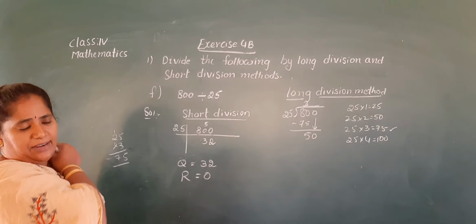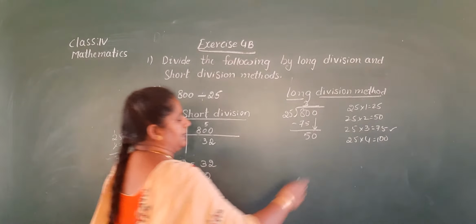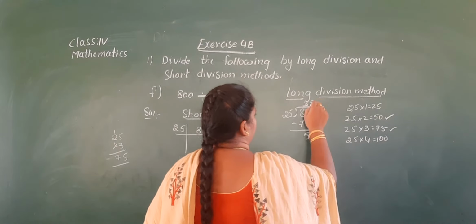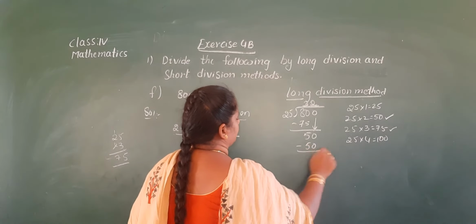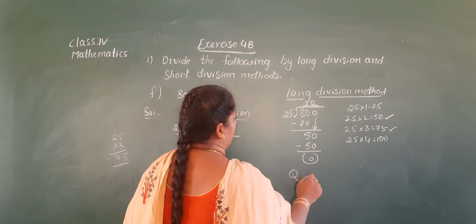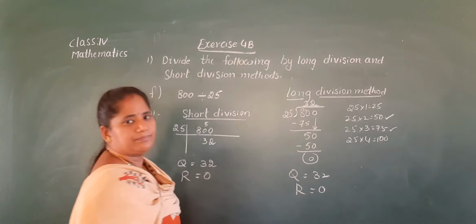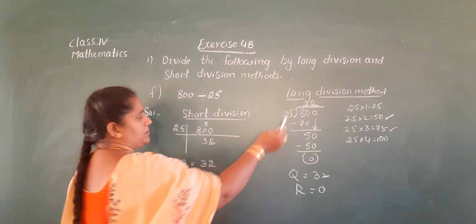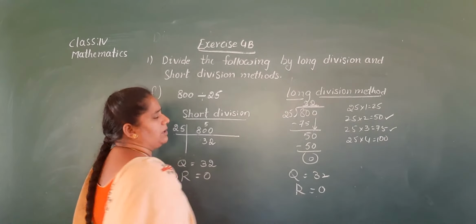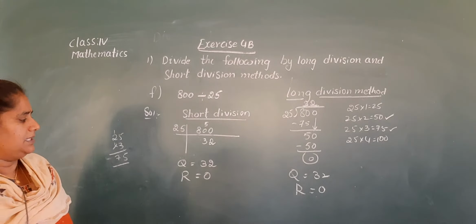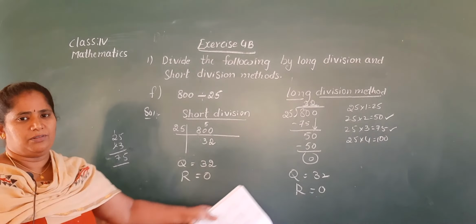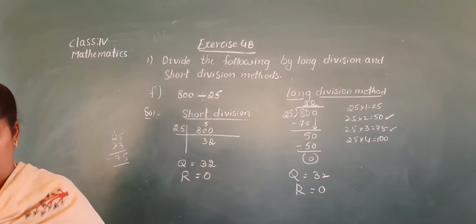How many times do we get 50 in the 25 table? Yes, 2 times. So 25 twos are 50. So the quotient equals 32, remainder equals 0. Okay? Quotient equals 32, remainder equals 0. This only. You need not write it another time, no problem.